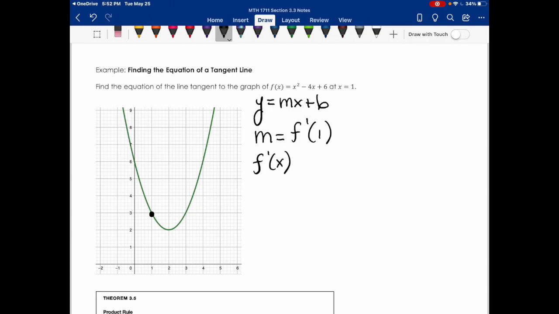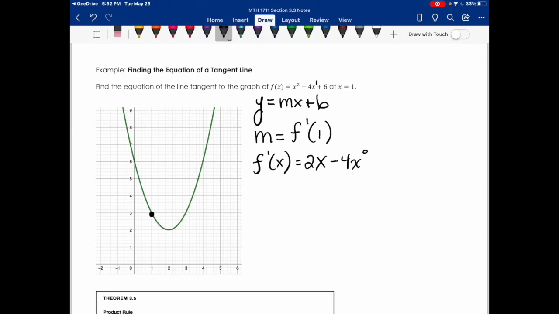Well, now I can find the derivative a lot easier. If I use the shortcut that I just found, the derivative is going to be, if I look at the x squared first, that's going to be 2x. I bring the 2 down in front and then decrease my exponent by 1. Minus 4x is going to become minus 4 because this exponent here is 1. So when I bring it down in front and multiply it by negative 4, I get negative 4.